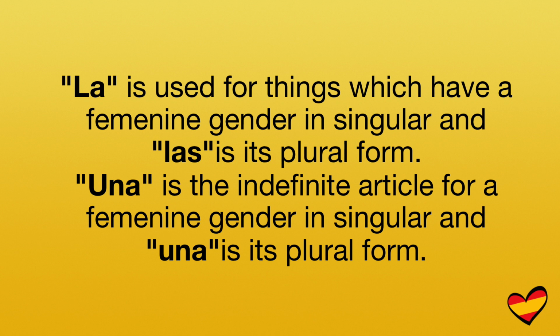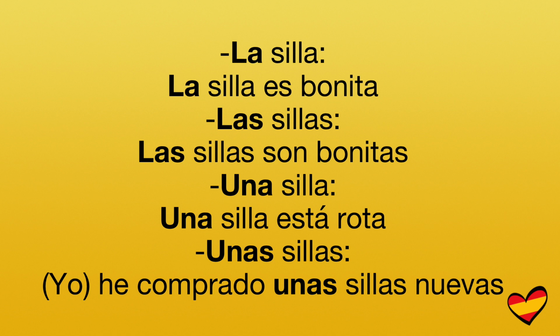For example, la silla. La silla es bonita. Las sillas. Las sillas son bonitas. Una silla. Una silla está rota. Unas sillas. He comprado unas sillas nuevas. I bought some new chairs. That's what we mean when we say unas sillas nuevas. It's like saying some new chairs.